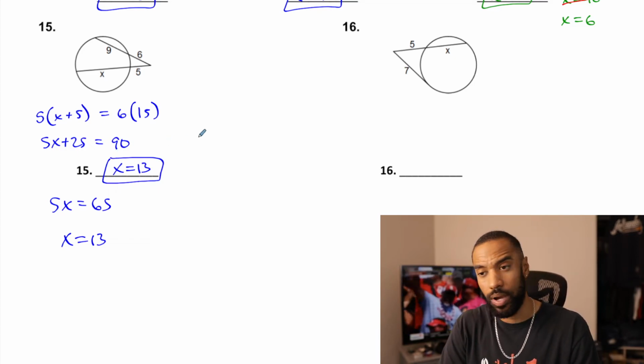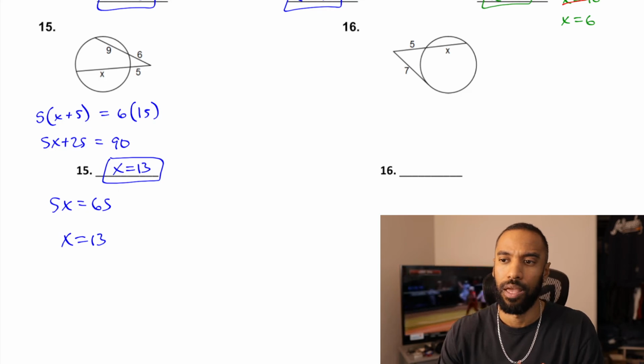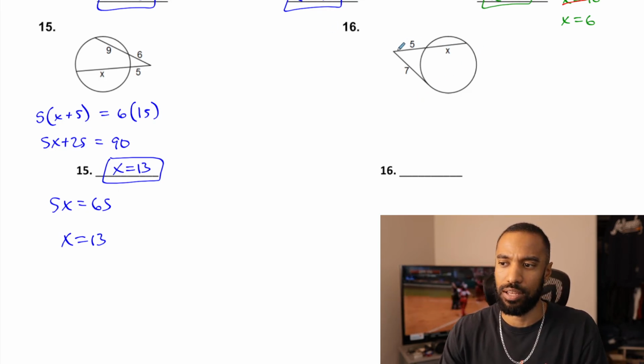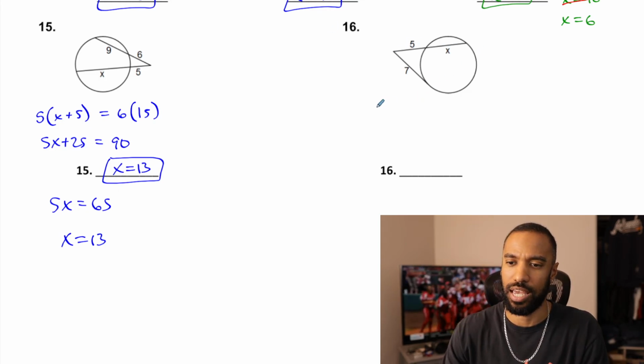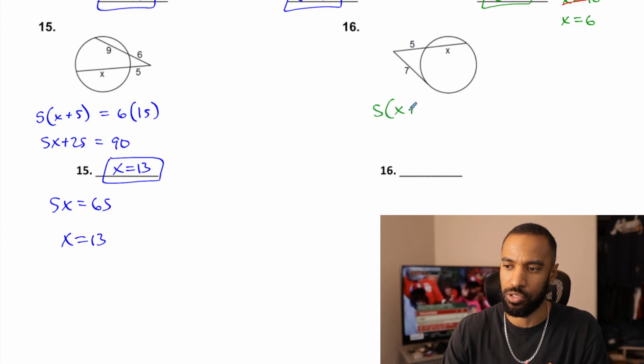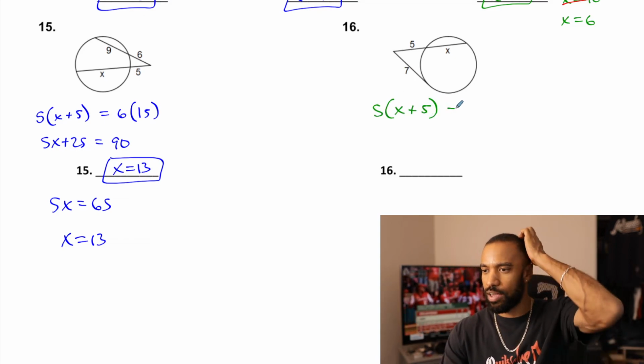It's algebra the rest of the way. I'm setting it up geometrically for you, though. All right, this is another outside times whole equals outside times whole. 5 times x plus 5 again. That looks a little cleaner. 5 times x plus 5 equals.